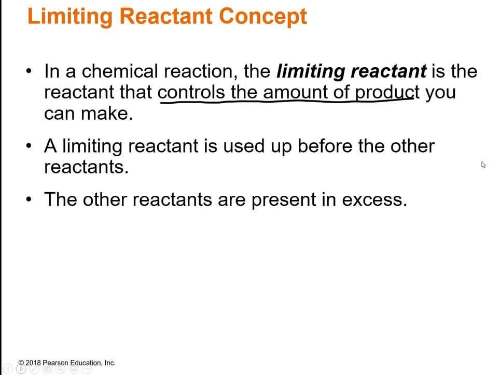The limiting reactant controls how much product you can make. Our example was the cheese. That limiting reactant is going to get used up before everything else, and the other reactants are present in excess. So you've got more than enough bread. So I'll write it in parentheses from our example. That was our bread, and this was our cheese. Let's be real, cheese is more expensive than bread. So that will control how many sandwiches you make.